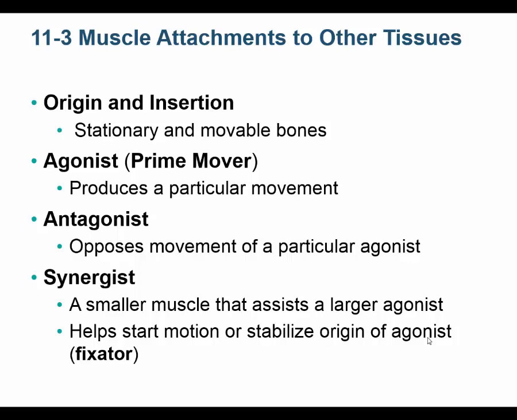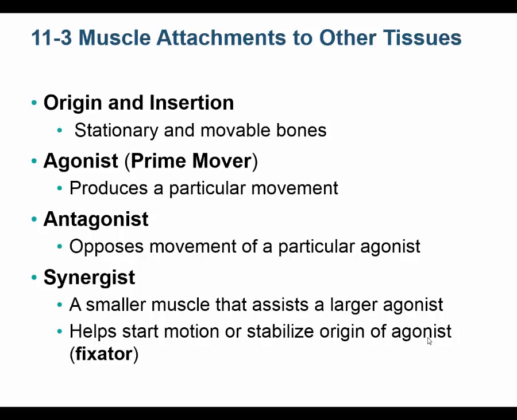And then some muscles are known to fixate a bone, so another muscle can actually pull on a stationary bone. An example of that would be the rhomboideus muscles hooked to the scapula, or the teres major and teres minor hooked to the scapula. You have to hold the scapula stationary for a lot of your arm movements.